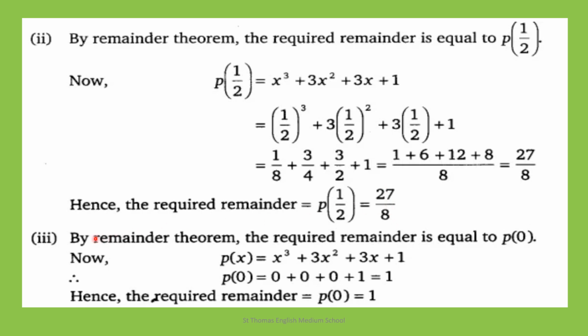So the remainder p of 1 upon 2 equal to 27 upon 8. Same way, question number 3, when the given polynomial p of x is divided by another linear polynomial x, what will be the remainder? Then by remainder theorem, you have to find p of 0. Replace x by 0, you will have 0 cube plus 3 multiplied by 0 square plus 3 multiplied by 0 plus 1, that is equal to 1. Therefore, the remainder equal to p of 0 equal to 1.